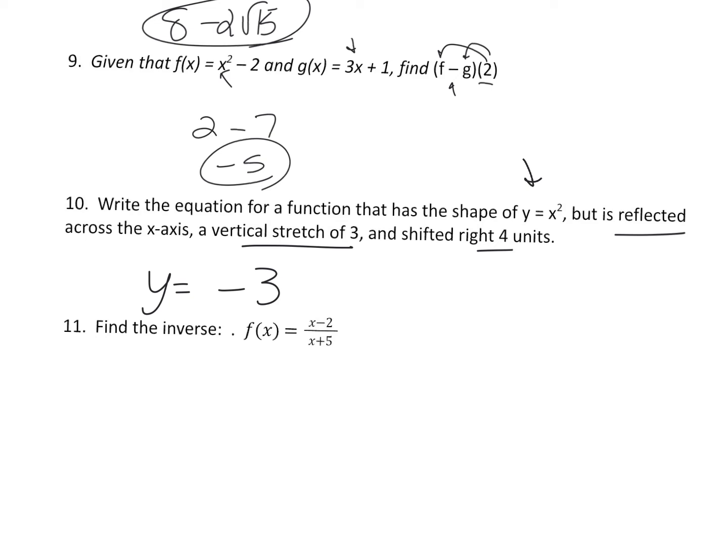Shift right 4 means the 4 is inside. Remember, inside's left or right, opposite what you think. Since it says right 4, I'm going x minus 4, and the square is going there. Remember, the x has to be squared. The 4 must be inside there. Hopefully that makes some sense right there. That's all those gestures we did, the set of 8 that we're so good at now.